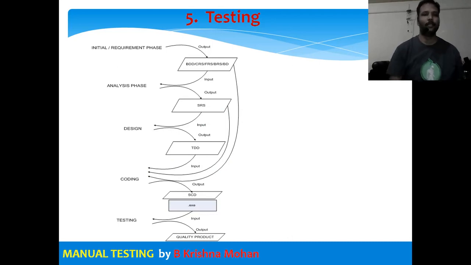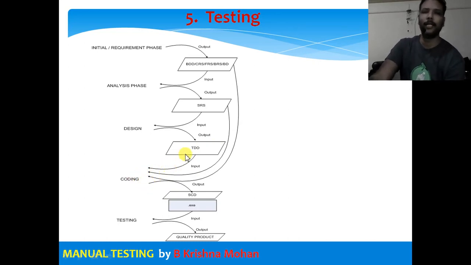This is what we have done up to now. In the initial phase, we got the output as the business design document or the business requirement specification. It was taken as an input in the analysis phase. In the analysis phase, the output is the SRS. This SRS is the input for the design phase, and the output of the design phase is the technical design document, or high level design and low level design document. Which is then an input as we go to the coding phase.